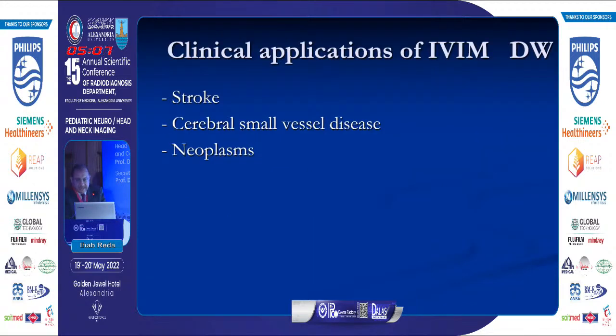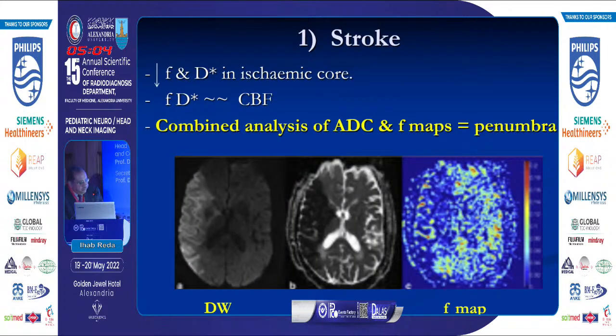Now, what are the clinical applications? The first one is stroke. In an ischemic core, normally there is decrease in the perfusion fraction and the D star. If we multiply both of them, we reach CBF, or cerebral blood flow. But the penumbra, the salvageable area, we can get from the perfusion fraction. Look, this is a case of acute infarction, and this is the perfusion map. The difference between the infarcted area on ADC and perfusion, the difference is the penumbra.